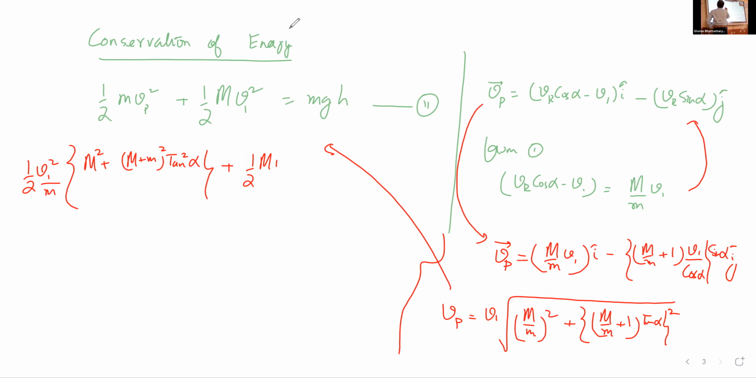capital M V1 square. So finally we just take V1 square is equal to mgh. So from this we just have to find V1.